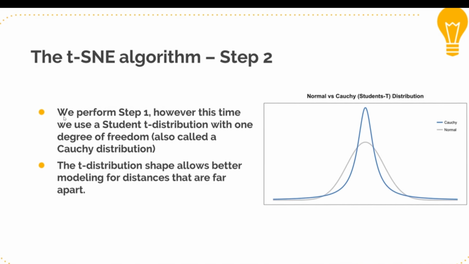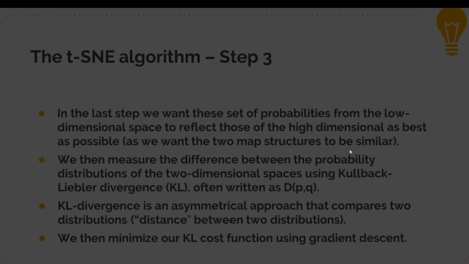So step two: we perform step one again, however this time we use a student t-distribution with 1 degree of freedom, also called the Cauchy distribution. I hope I'm saying that right. The t-distribution shape allows for better modeling of distances that are far apart, okay? So this is the normal distribution here, and this is what a Cauchy, or student's t-distribution, looks like. It's a narrower and peakier type of distribution.